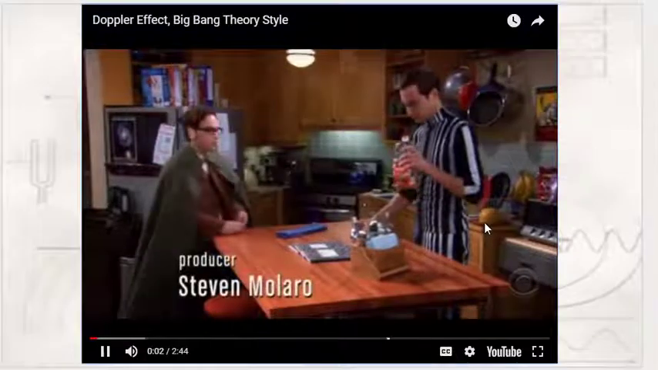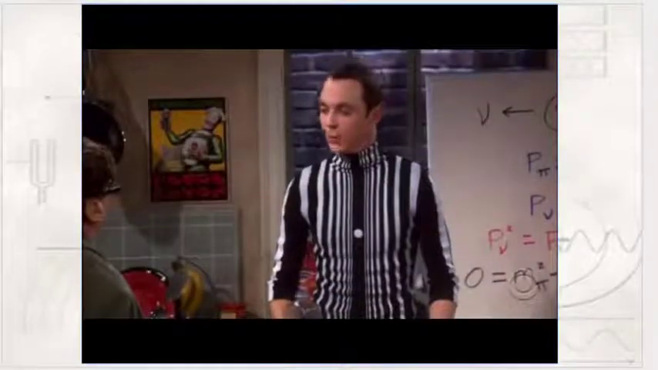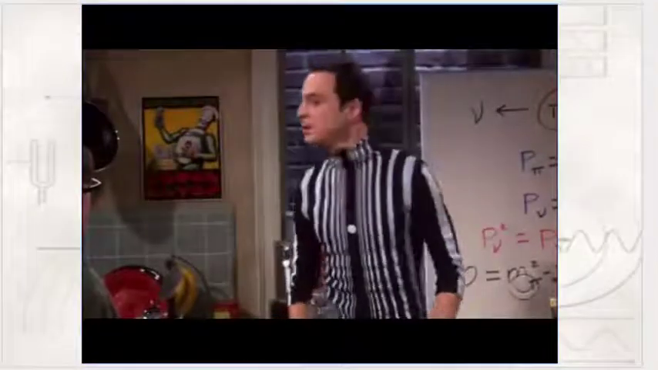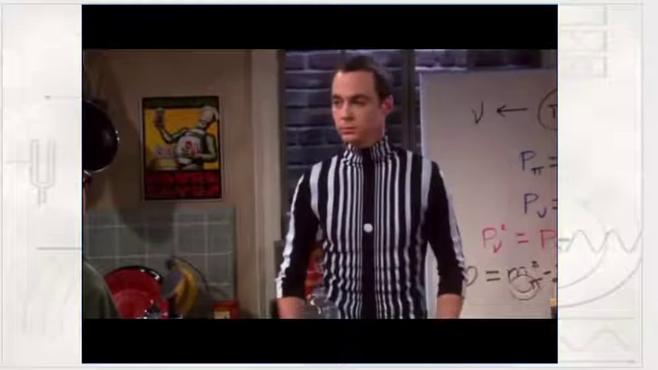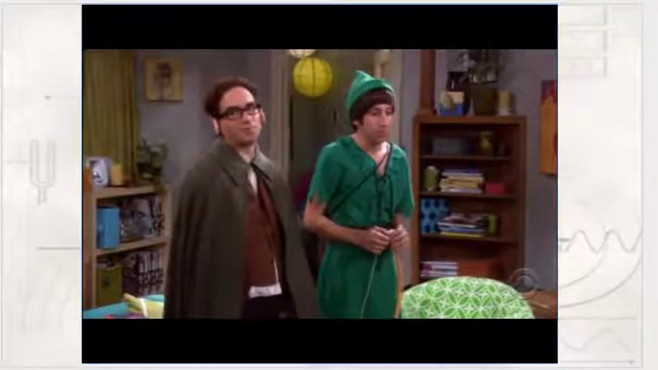Hey, Sheldon, there's something I want to talk to you about before we go to the party. I don't care if anybody gets it. I'm going as the Doppler effect. No, it's not. If I have to, I can demonstrate. Meow. Hey, what's Sheldon supposed to be? Oh, he's the Doppler effect.